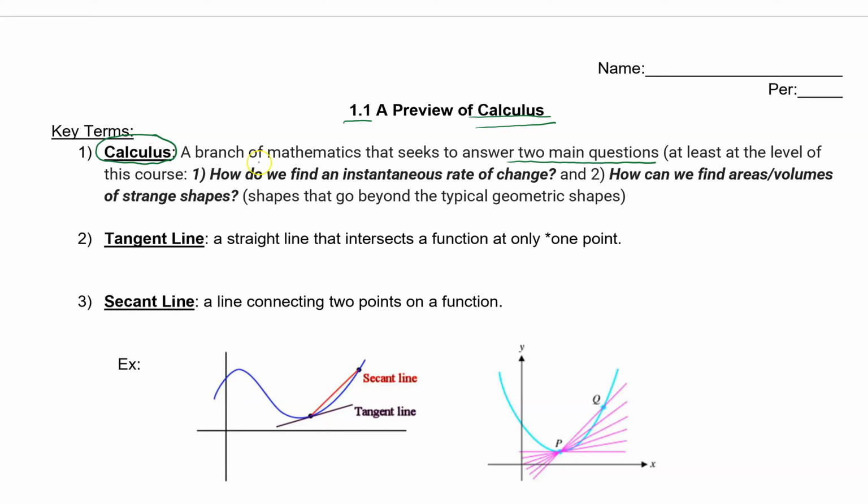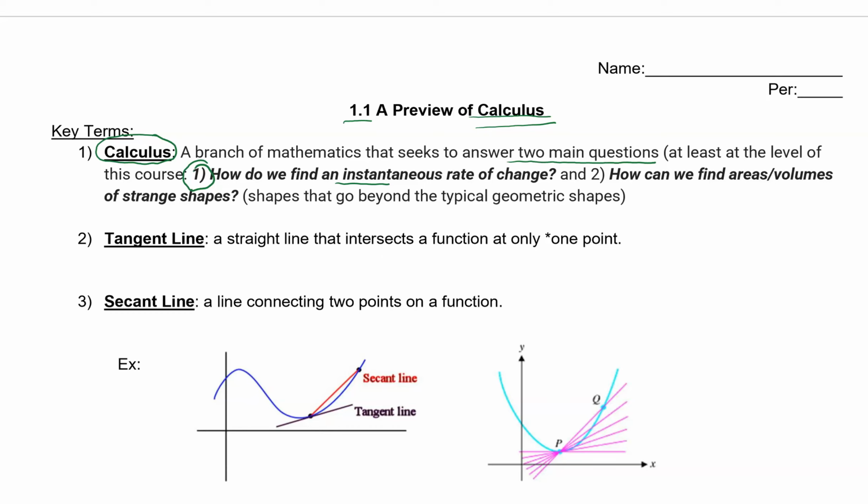So the first one is, how do we find an instantaneous rate of change? The rate at which one variable is changing with respect to another at an instant. Not over a period of time, but at one specific instant. So that's question number one, and we pretty much take all of first semester to fully develop that answer and then also look at some applications of finding instantaneous rates of change.